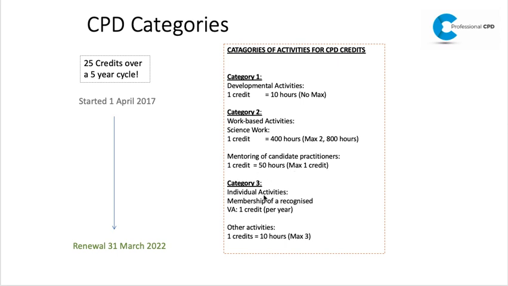And then category 3, which is your individual activities, also has an A and B side. Individual activities is if you belong to a SACNASP validated or SACNASP recognized organization, you also get a credit. And then for all your other activities that you do, you also get rewarded for that. But I'll go through them step by step.